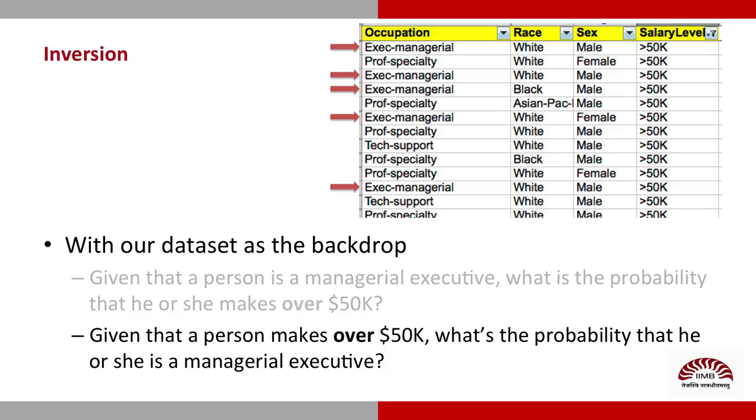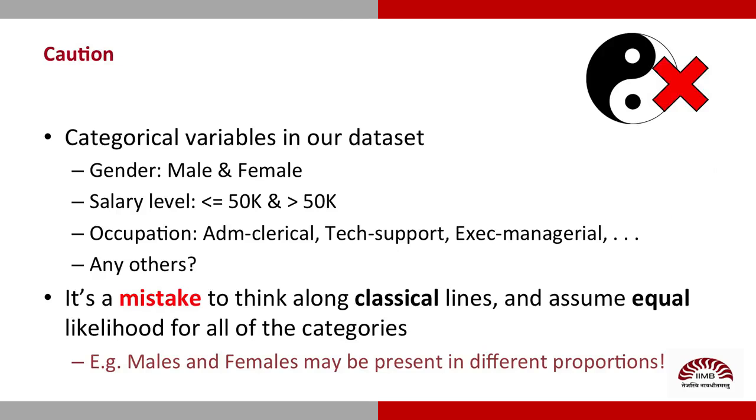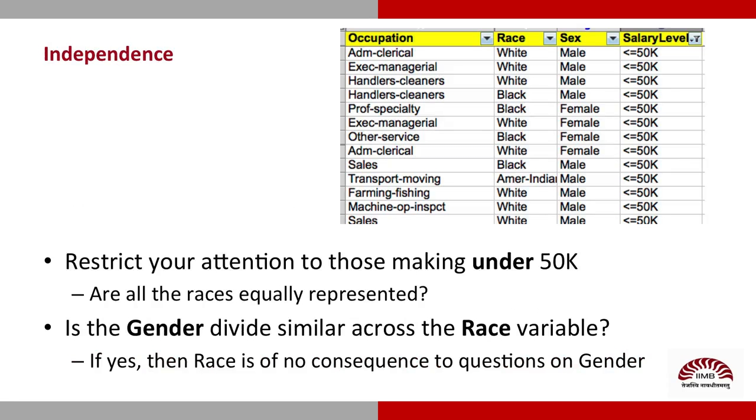Aren't you just stating the same question? Not really. Any novice will find it hard to make out the difference between these two versions. The answers are quite different though, and they are based on what are called conditional probabilities. Whenever there are multiple categories for a variable, there's scope for us to detect some patterns. For example, if we focus on people who make under 50K, then is the gender divide similar across the races? This underlies the statistical notion of independence.